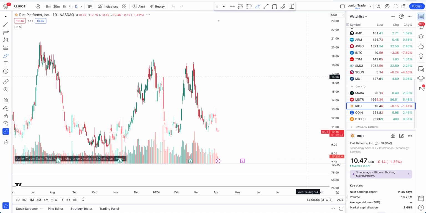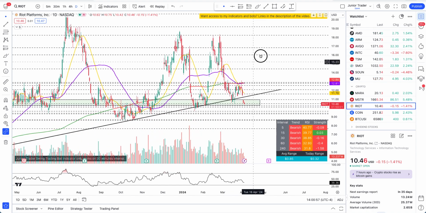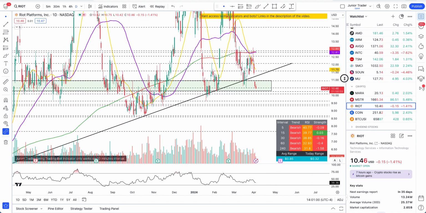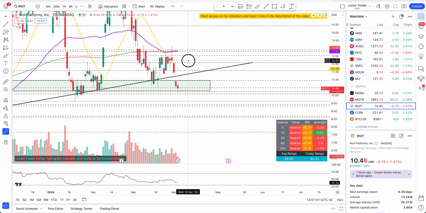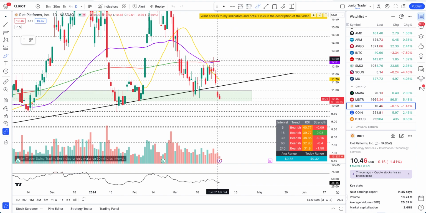Let's take a look at Riot. So Riot over here, we talked about this particular play back here that there's a potential this thing can go up to the level of $12.87.